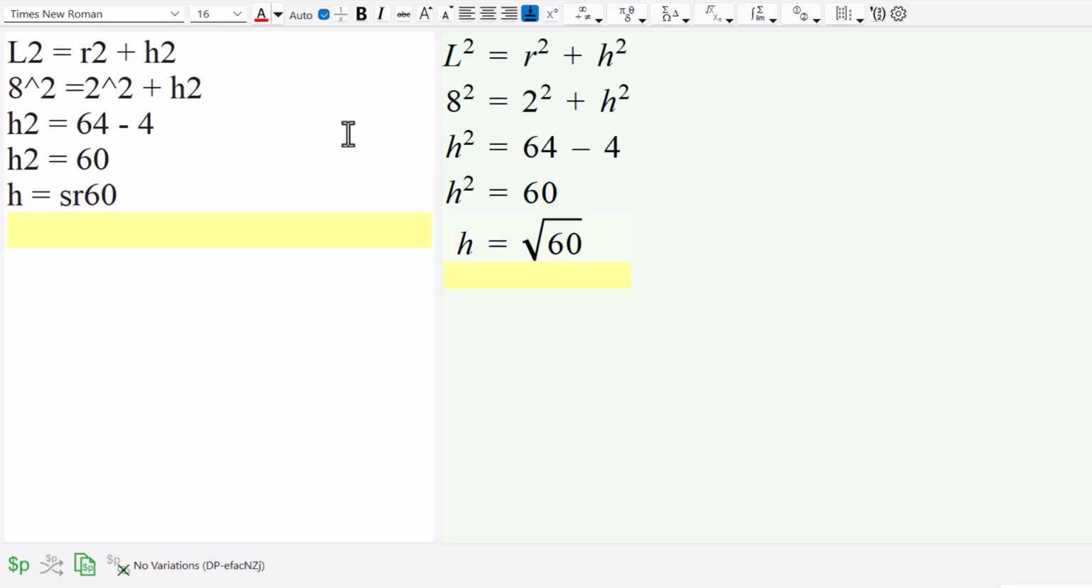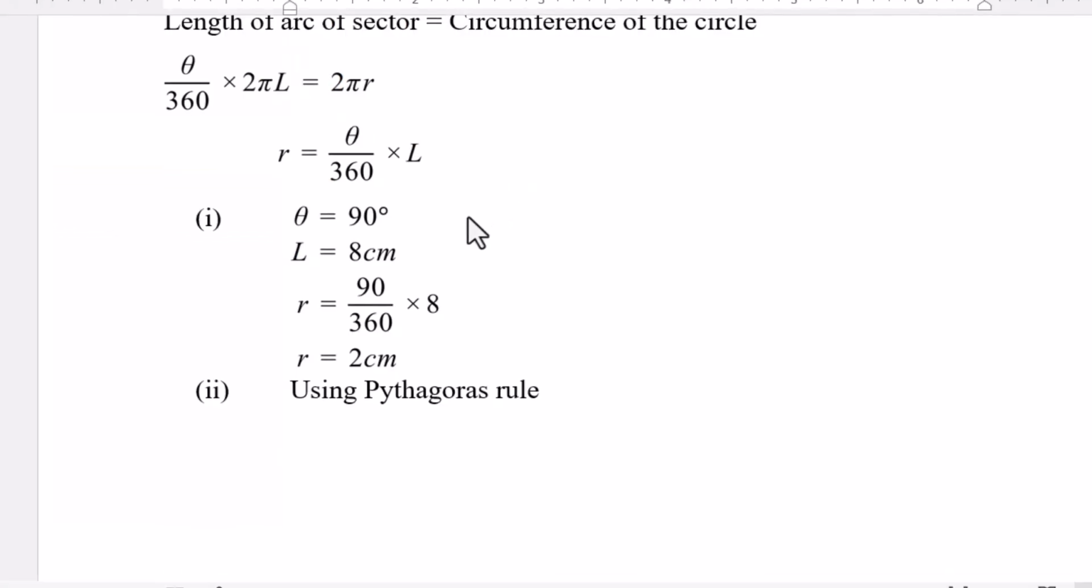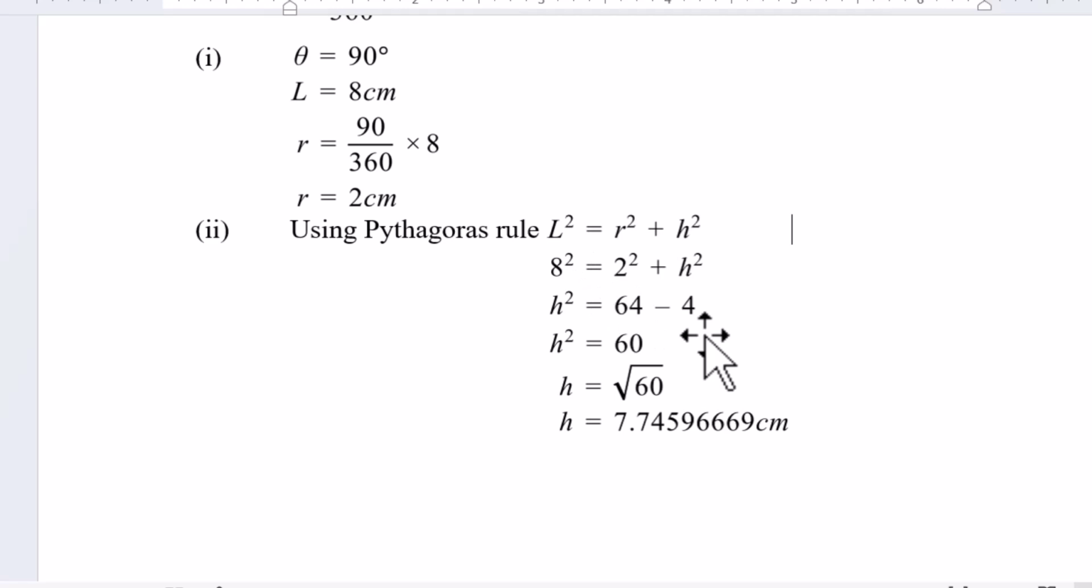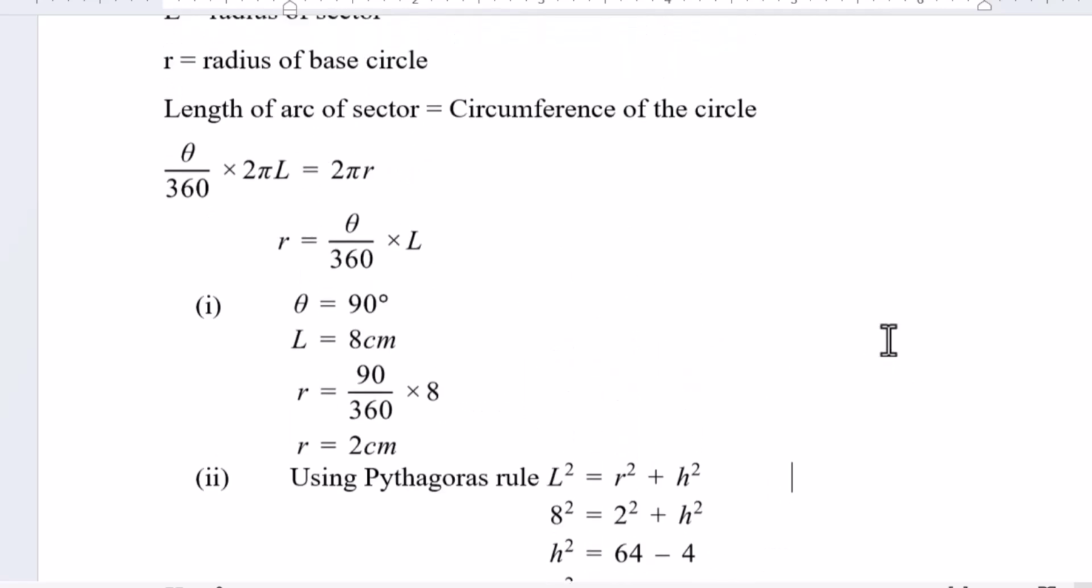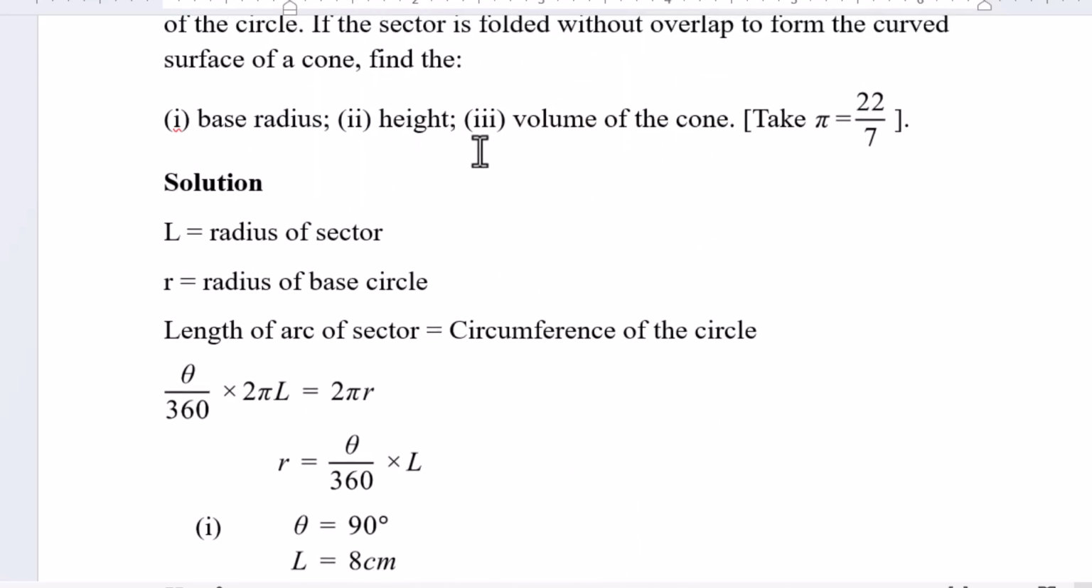And what is the square root of 60? h is equal to, let me use my curly bracket, h is equal to the square root of 60, and that is, in centimeter, 7.745. So you can approximate to whatever decimal you want, it depends on the question. So this is the answer to Roman figure 2, which is the height of the cone.